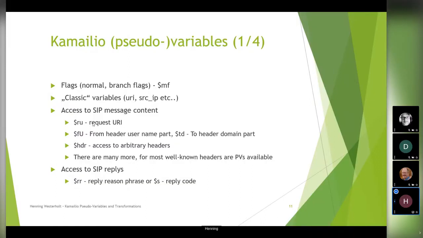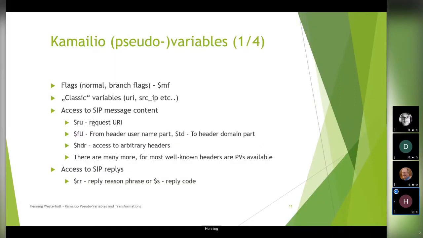Of course, we have something like flags. There's a PV for that, $MF. We have, as mentioned before, the classic variables, UI, source IP, etc. They are not PVs, just normal variables. And then we have a lot of, I think most PVs are dedicated to providing access to SIP message content.